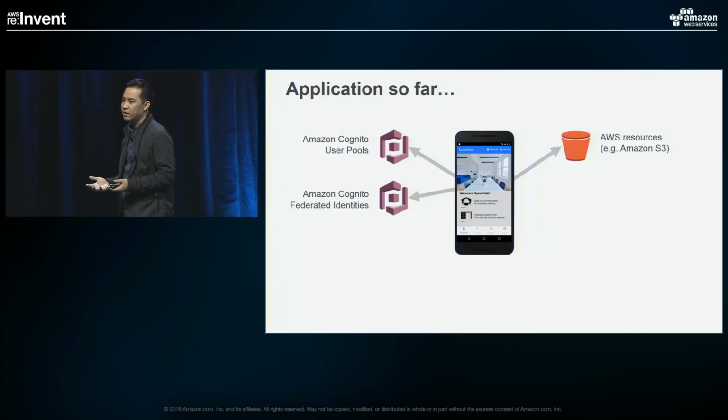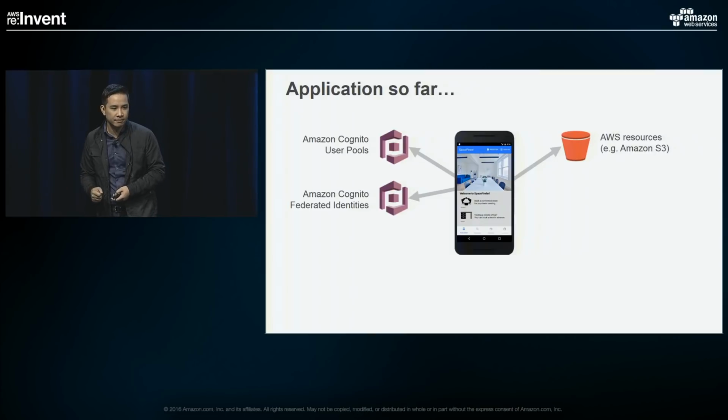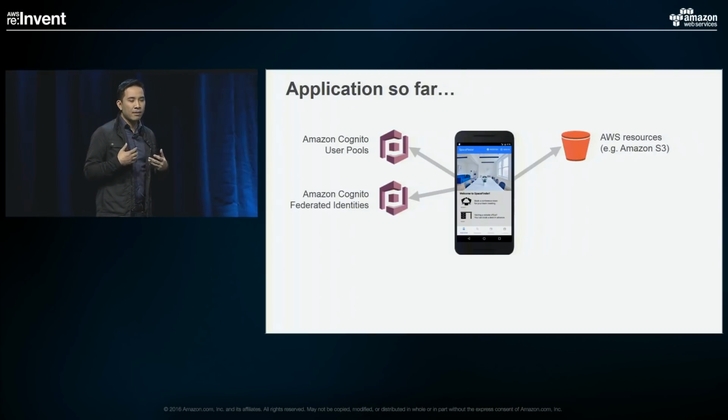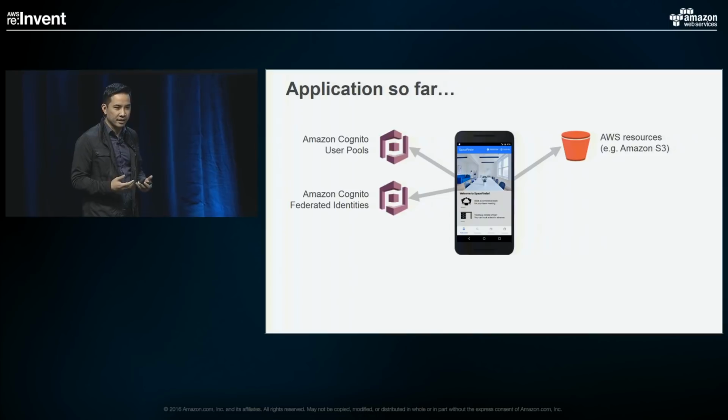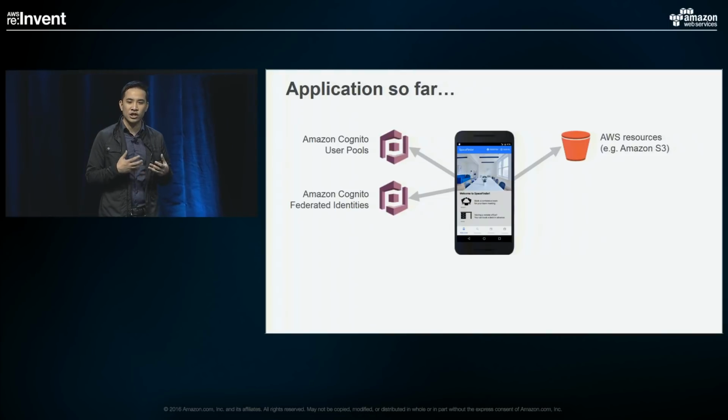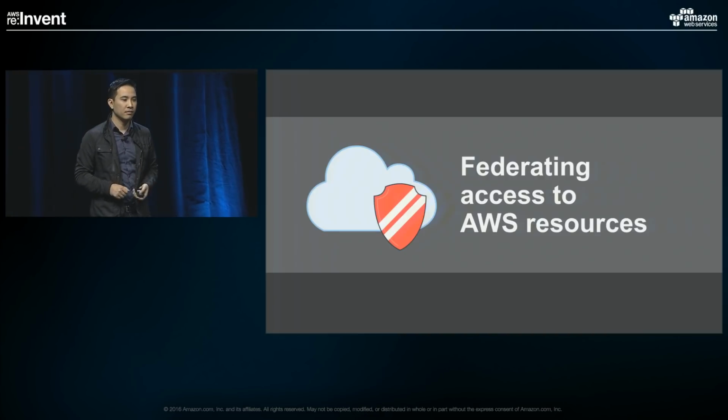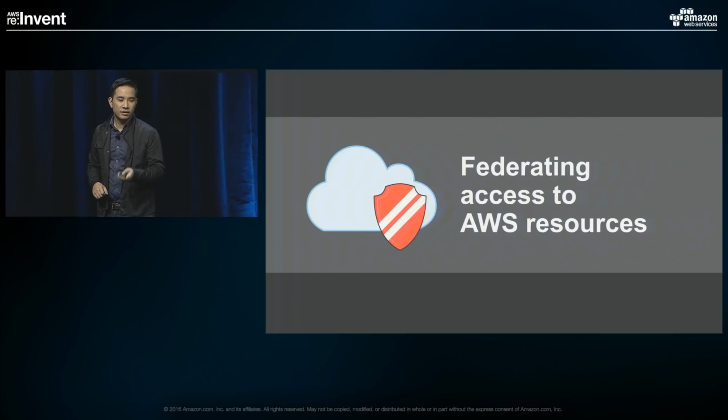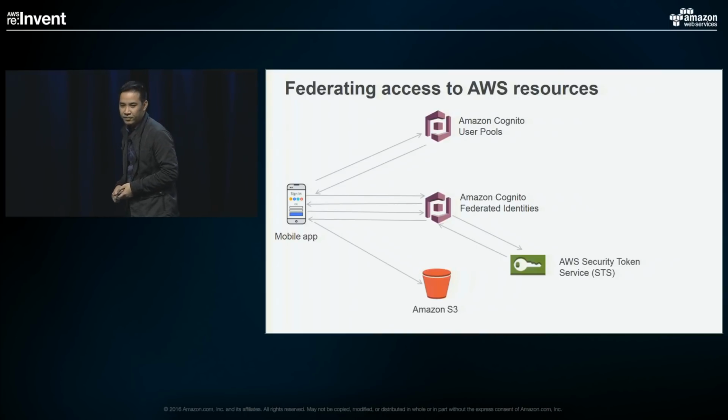So to bridge that gap, we introduce Amazon Cognito Federated Identities. What Amazon Cognito Federated Identities helps you to do is exchange authorization tokens for temporary AWS credentials. So this is what that looks like.